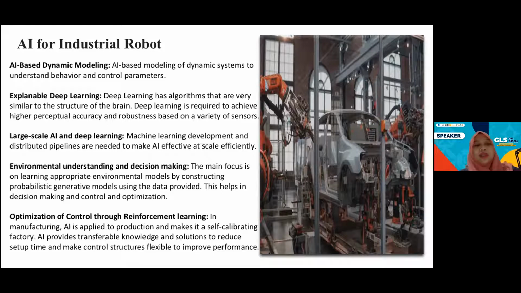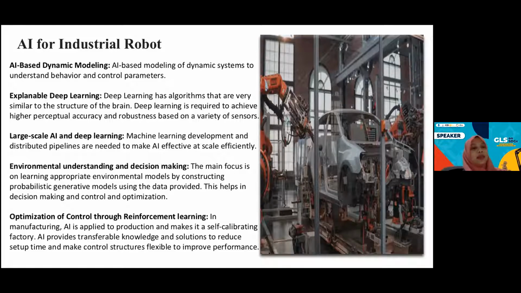And about the optimization of control through reinforcement learning. Okay, before that, I will explain what reinforcement learning is. Reinforcement learning is like a combination of supervised and unsupervised learning. They learn about the past, and this experience of the past will be used to make decisions in the future. So it's like human learning by their experience to make decisions in the future.